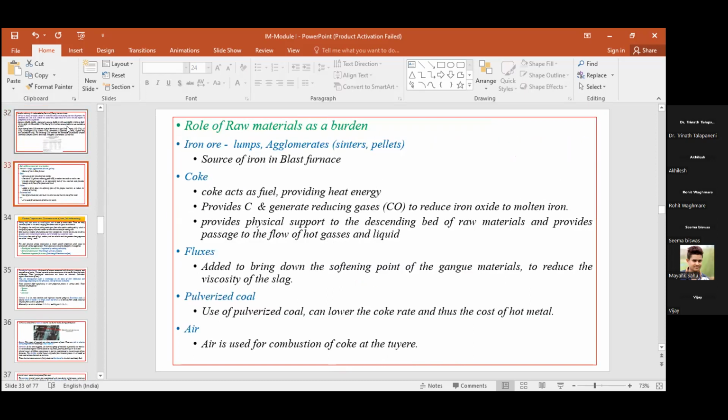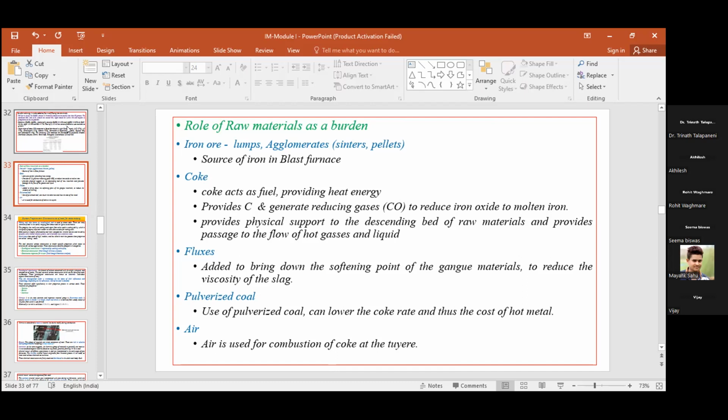Now we'll see the role of these raw materials as a burden inside the blast furnace. The first raw material we discussed is the iron bearing material, that is iron ore. We charge this iron ore, which is a source of Fe, in the blast furnace in the form of lumps and agglomerates. Agglomerates means sinter and pellets, which are made from the fines generated during the beneficiation or comminution of iron ore.